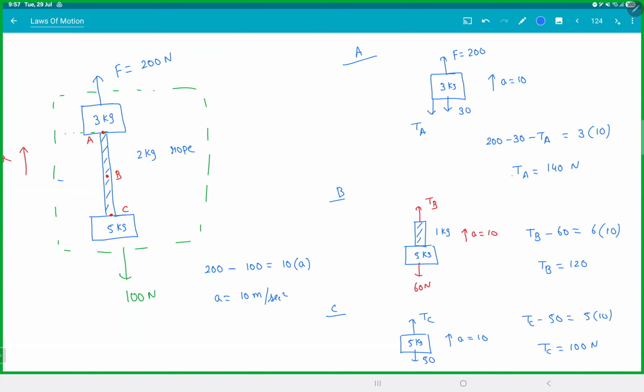Anyone confused with this? Please ask. It's a decent question. And it is the same thing we are doing from the beginning, if you observe. I'm finding the acceleration. Wherever you want tension, I'm cutting it. Then you'll get two pieces. Then I'm taking any one piece, drawing the FBD, and writing F is equal to ma.